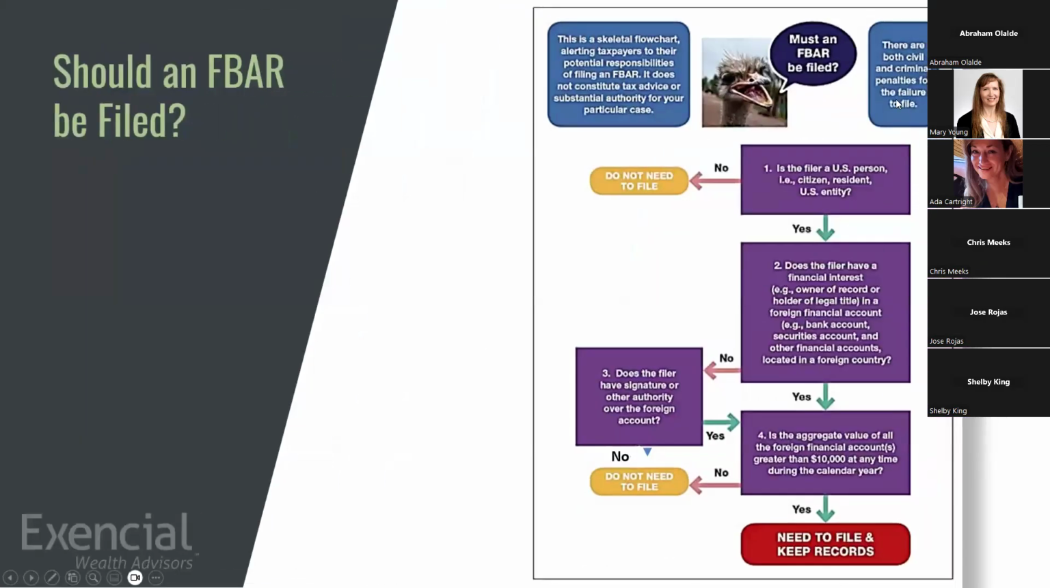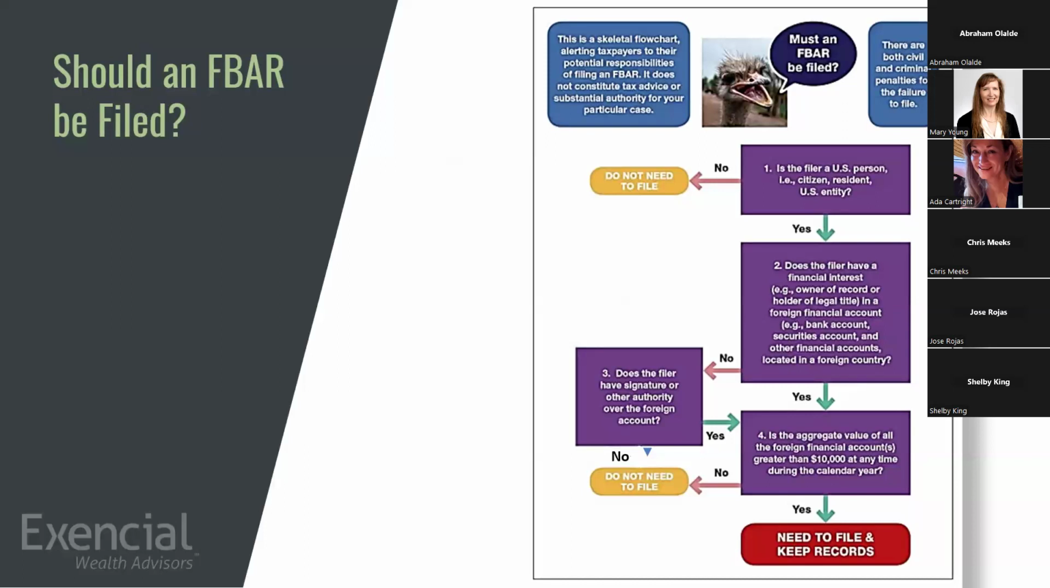And this is a good chart that you can have in your pocket in case you are questioning. So is the filer a U.S. person, citizen, resident, or U.S. entity? Pretty much, are you required to file a tax return? If yes, does the filer have a financial interest in a security account or other financial accounts located in a foreign country? If not, then does the filer have signatory authority over the financial account? If you don't, then you're not required to file it. But if you do, is the aggregate value of all accounts greater than $10,000 at any time during the year? So that's what we're looking for. $10,000 at any time during the year.